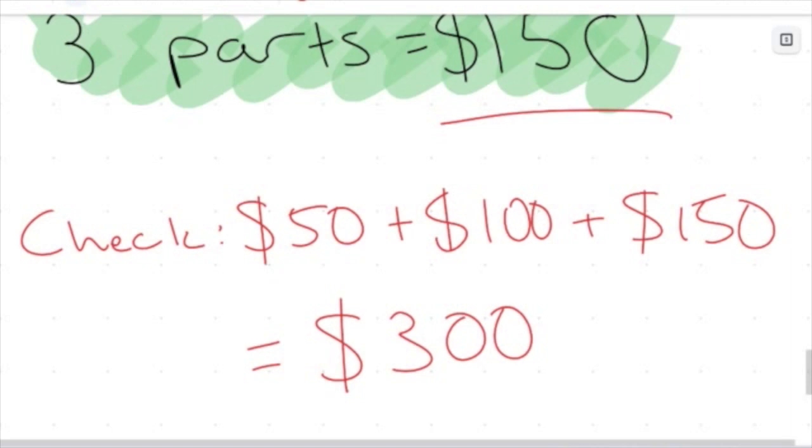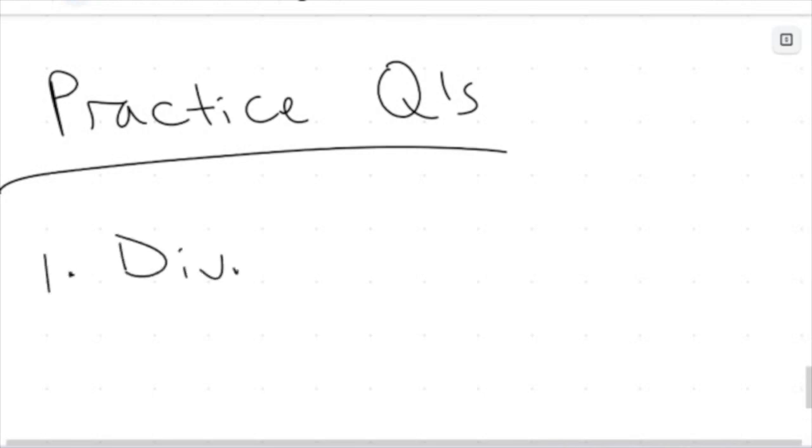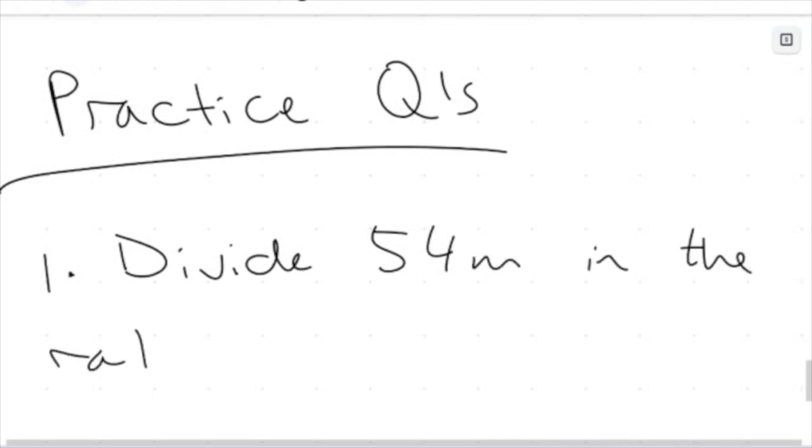Now, just to give you a couple of questions to practice at home. So, practice questions. The first one, I want you to divide 54 meters in the ratio 4:5.